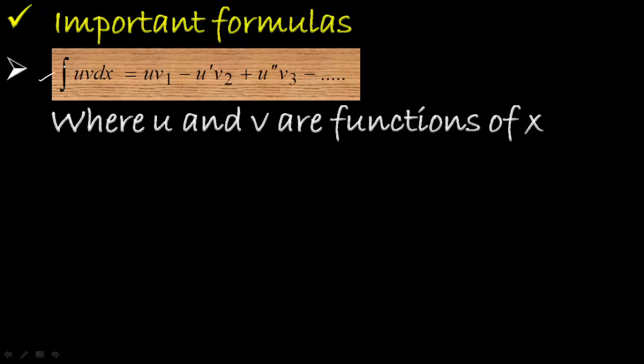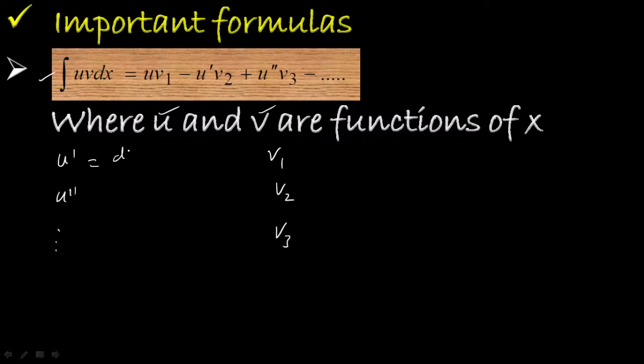Whenever you have the product of two functions in an integration, to evaluate the integration we make use of this formula, that is integral uv dx is equal to u v1 minus u dash v2 plus u double dash v3 minus etc. Here both u and v are functions of x. Here u dash, u double dash etc. are successive derivatives of u, whereas v1, v2, v3 are successive integrals of v.